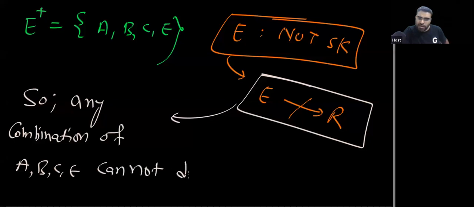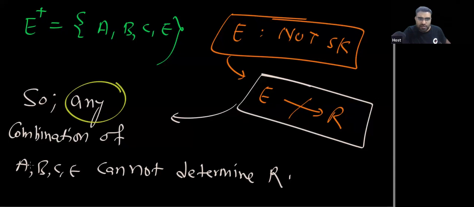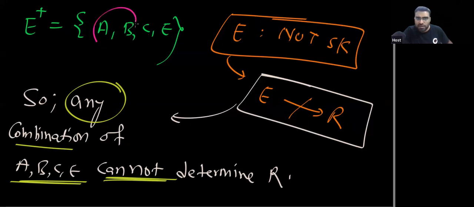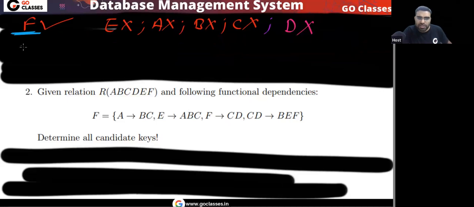Cannot determine R. Any combination of these four people cannot determine R. Yes or no? So you don't have to check their 2-2 combination. What next 2-2 combination will you check? Tell me.